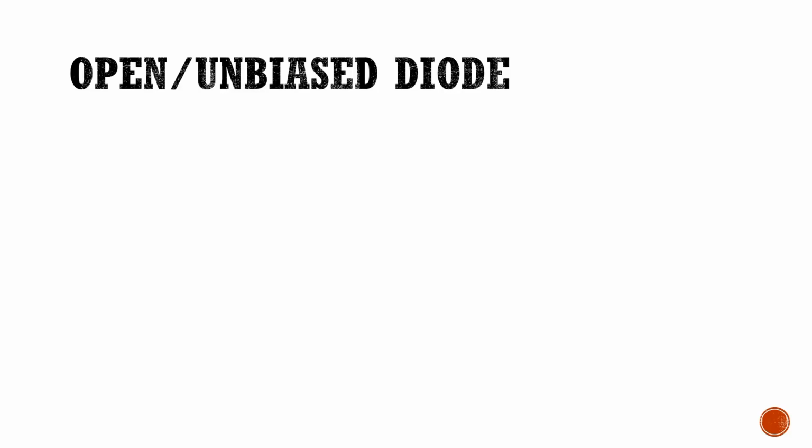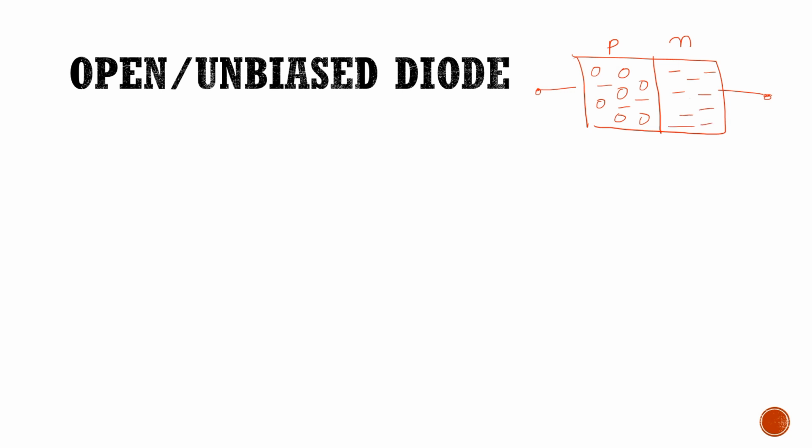Open or unbiased diode. There is no external voltage applied here in this diode. This is P region and this is N region. We know that holes are the majority charge carriers in P region and electrons are the minority charge carriers, whereas in N region, electrons are the majority charge carriers and holes are the minority charge carriers.